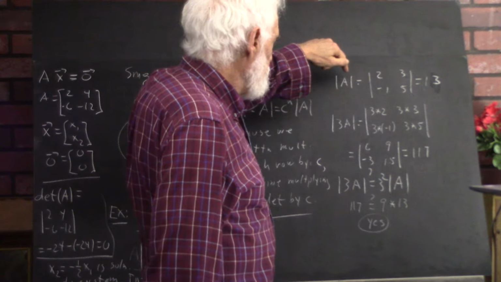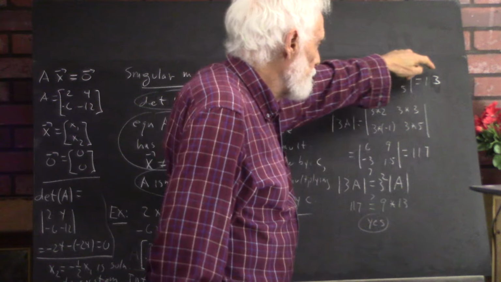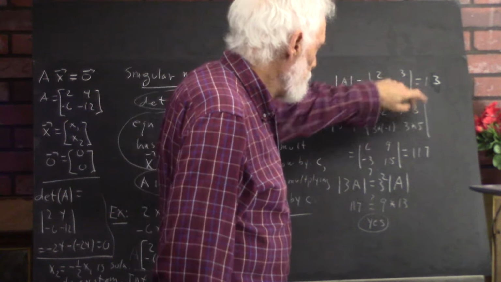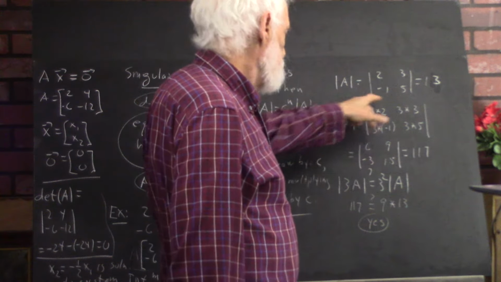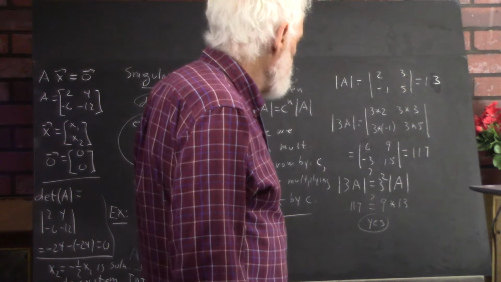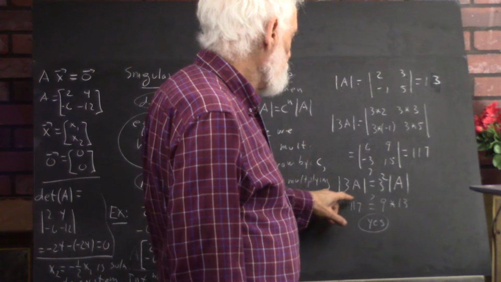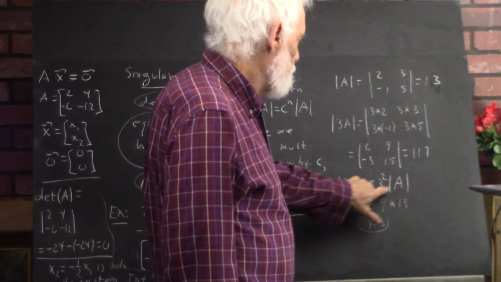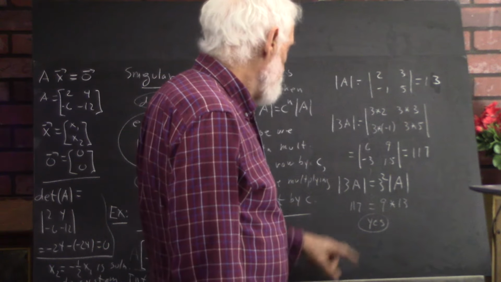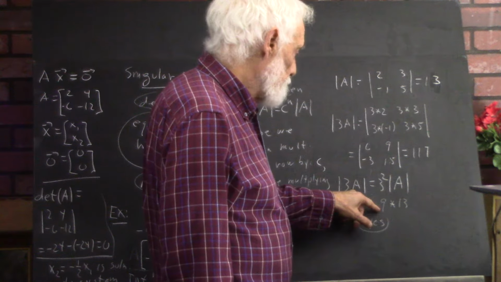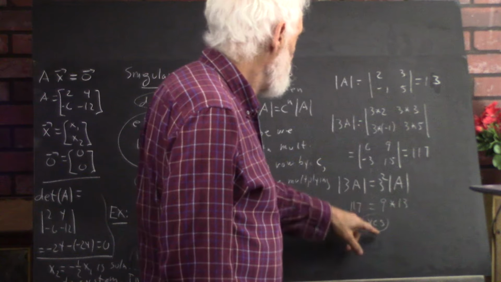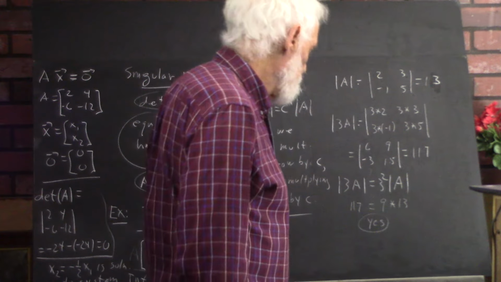Considering the fact that the determinant of A equals 13, the determinant of 3A, well, here's 3A, and working out the numbers and working out the determinant, we get 117. The determinant of 3A is equal to 3 squared times the determinant of A, because 117 is 3 squared, which is 9, times 13. 9 times this gives you this. So the determinant of 3A is 3 squared times the determinant of A.